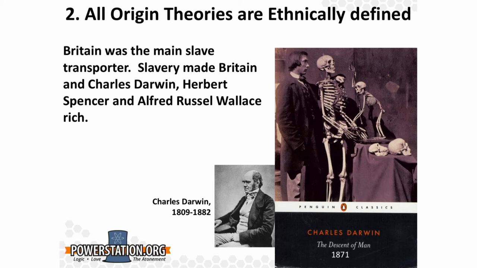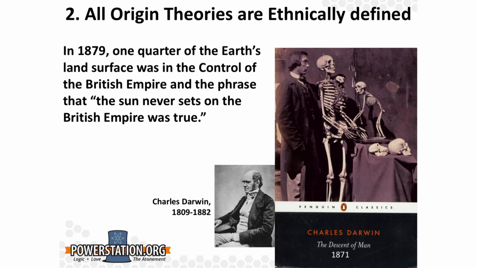Slavery made Britain, Charles Darwin, Herbert Spencer, and Alfred Russel Wallace rich. They were all country gentlemen. None of them ever worked for a living. Where do you think that money came from? How do you think Britain got all of that money? All right. Britain grew rich off of the misery and murder of 15 million people. In 1879, one quarter of the Earth's land surface was in the control of the British Empire, and the phrase, "the sun never sets on the British Empire," was actually true.